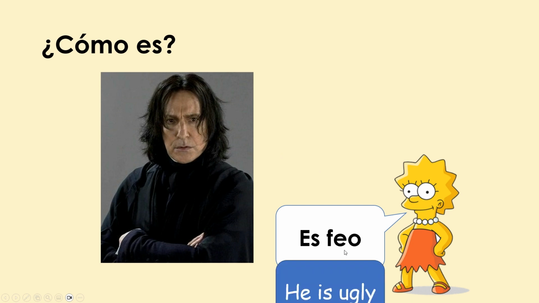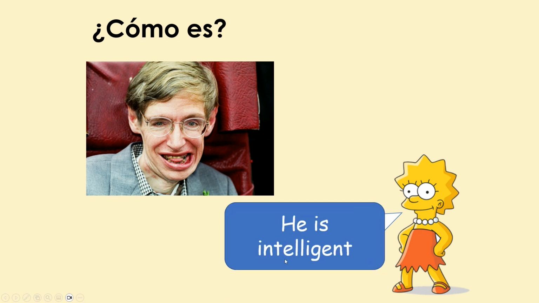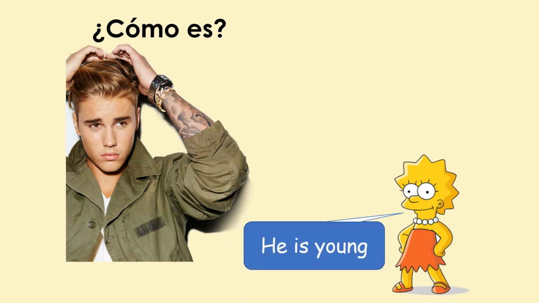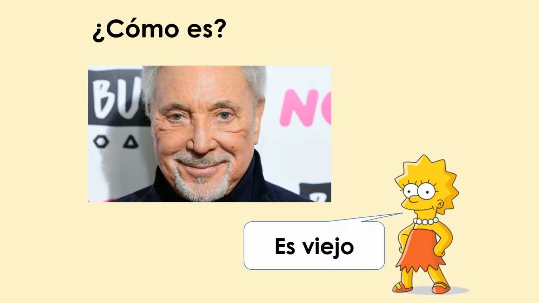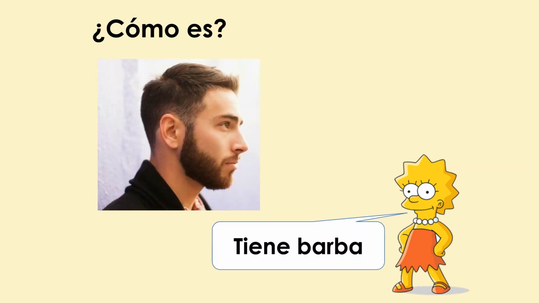Feo, ugly. And here we have Professor Stephen Hawking, one of the most famous scientists in our science industry profession. So, es inteligente, nice cognate for intelligence. Justin Bieber, very old picture. Joven, saying he's young. And we have Sir Tom Jones here, a Welsh singer, to say he is old, viejo. Pecas. What are these? Pecas. Hopefully you've guessed correctly, they are freckles. Barba. Which part of the face am I talking about? Barba, beard.